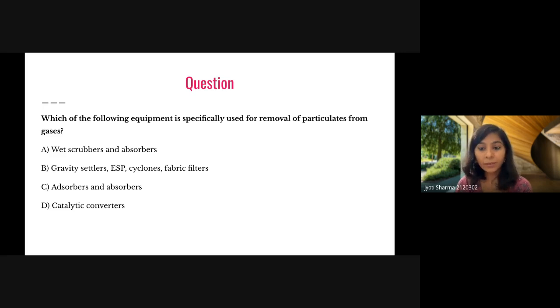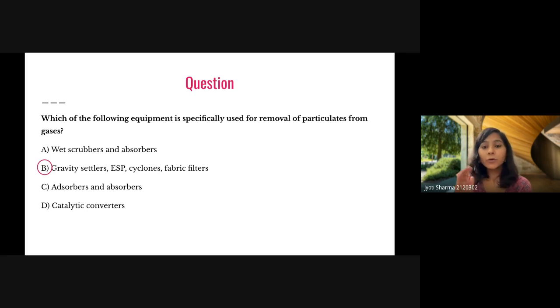Venkateshwara gave me B. Can I get more answers from more people? Okay. So, yes, I agree with this answer. That is B. But why B, not A, C, or D?